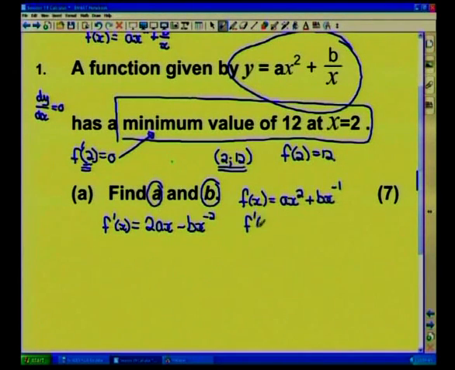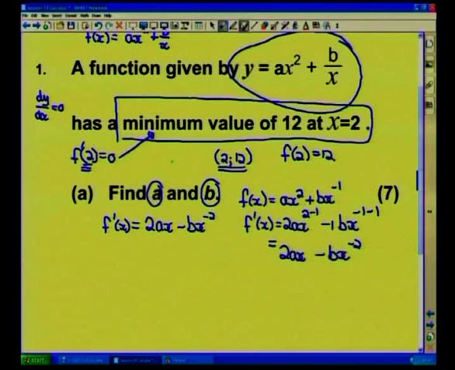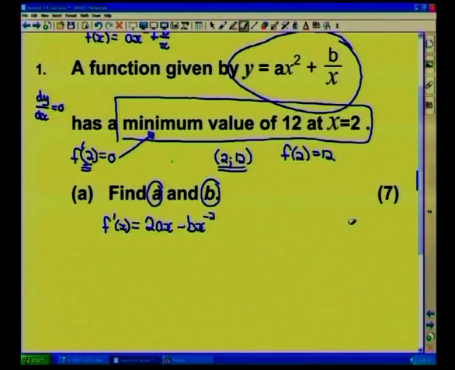Remember how it works. We go f dashed of x. The number there comes in front, so it's 2ax. We reduce this by 1, so it becomes 2 minus 1. This then becomes minus 1 times b, x to the minus 1 minus 1, which, if you tidy up, is your 2ax minus bx to the minus 2, which is the thing I produced there. But you'll find that once you've worked on this section, you get comfortable with it, and it's not a big problem for you to sort out.